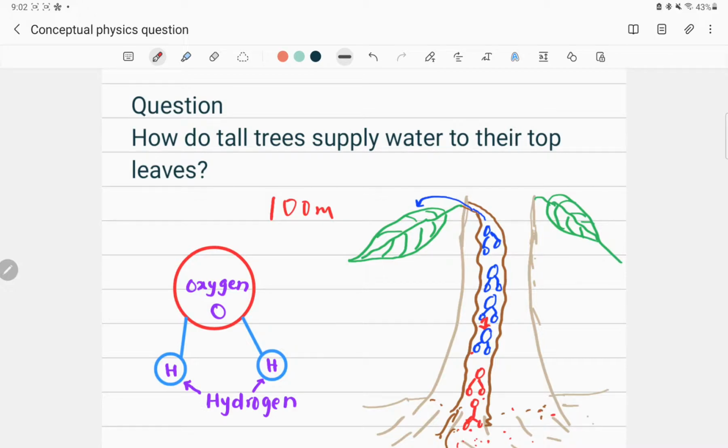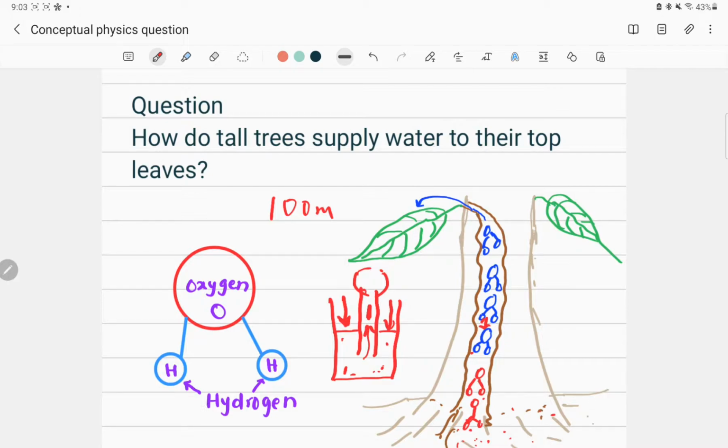So there is atmospheric pressure because of which water can go up. For example, if you have a glass of water and you put a straw here, and you suck from the top, what will happen? Water will go up. Or even without sucking, water will go up. Why? Because the pressure inside this straw will be less than the atmospheric pressure right here. From more pressure to less pressure, water will rise up.